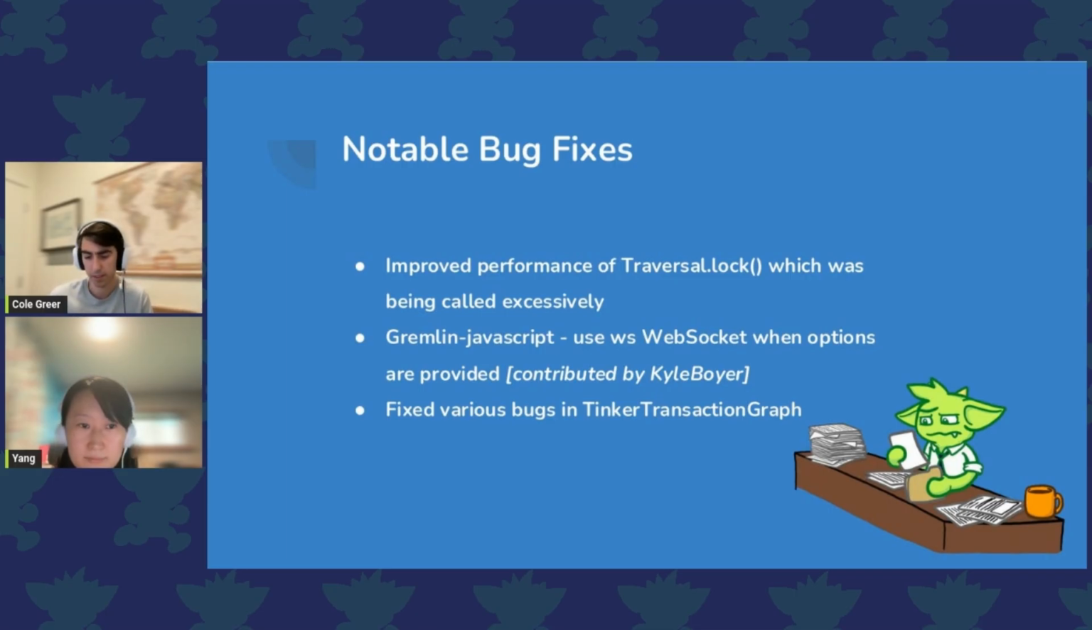In case everyone isn't aware, the isolation level for TinkerTransactionGraph is just read committed. So it guards against dirty reads, but it doesn't guard against things like non-repeatable reads. So we just have a read committed isolation level, and that's what it is now, and hopefully it should be good now. We've cleaned up all the inconsistencies that have been reported.